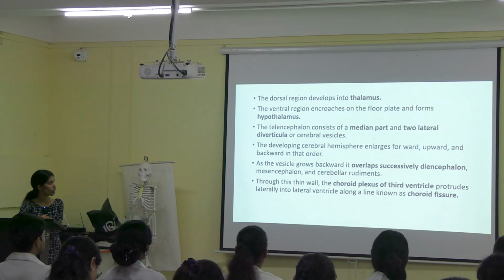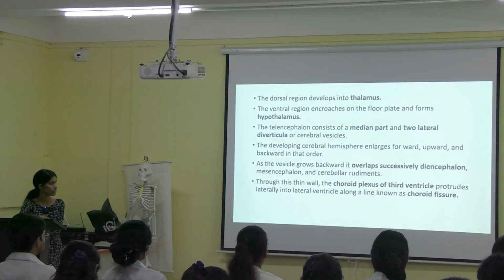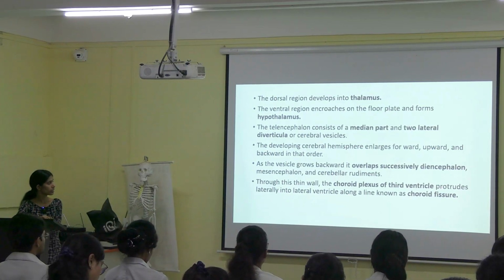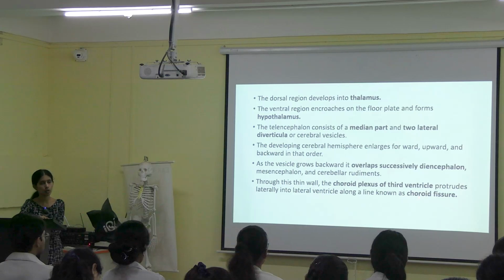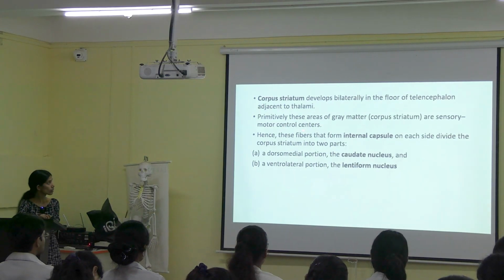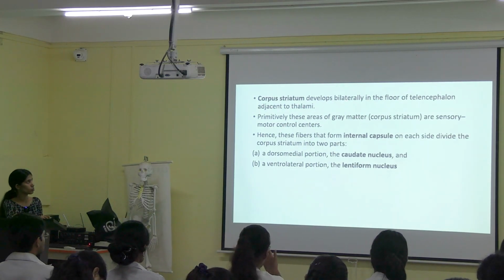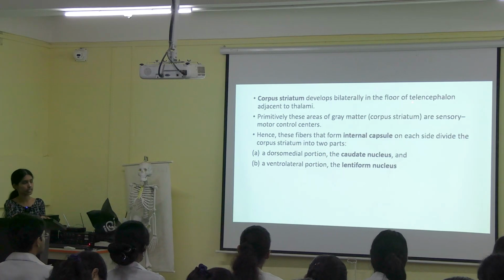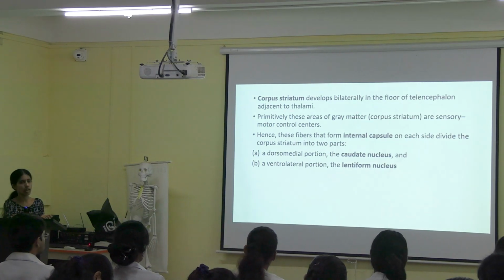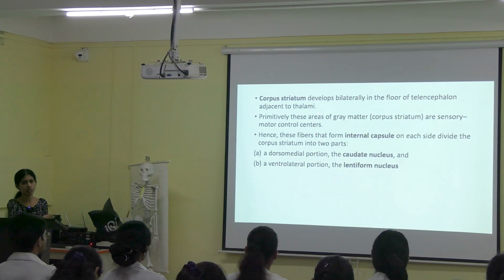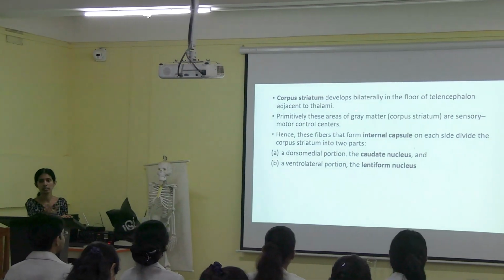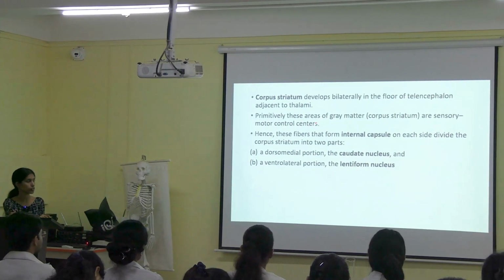Through this thin wall, the choroid plexus of the third ventricle protrudes laterally into the lateral ventricle along a line known as the choroid fissure. Corpus striatum develops bilaterally in the floor of the telencephalon adjacent to the thalamus part. Primitively, these areas of grey matter are sensory motor control centers. These points will be discussed in your gross part in detail, okay.